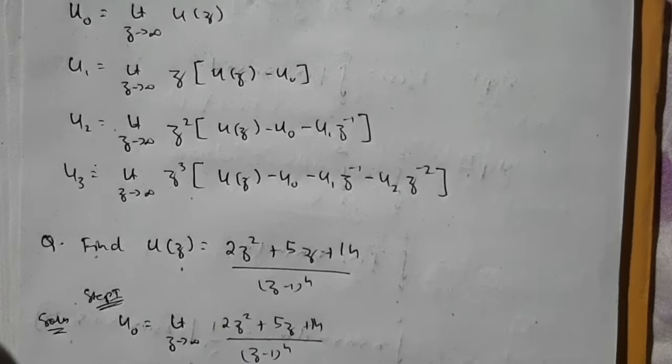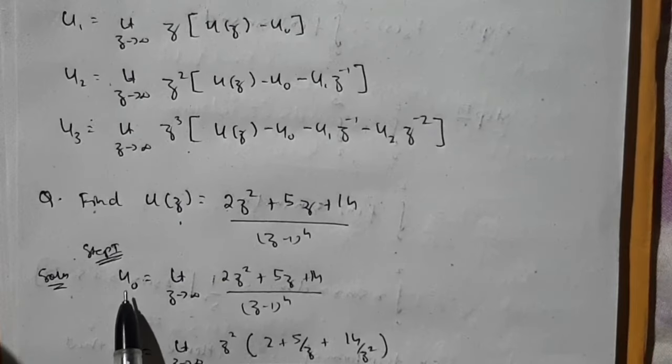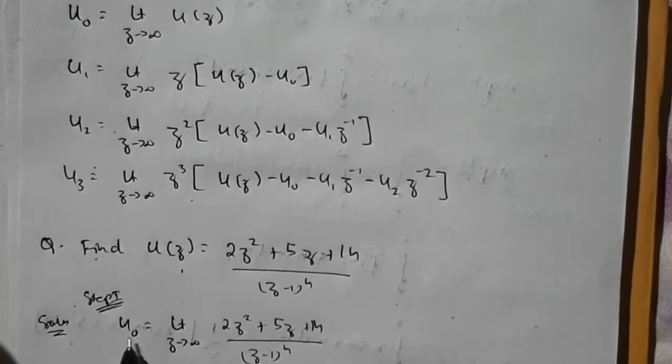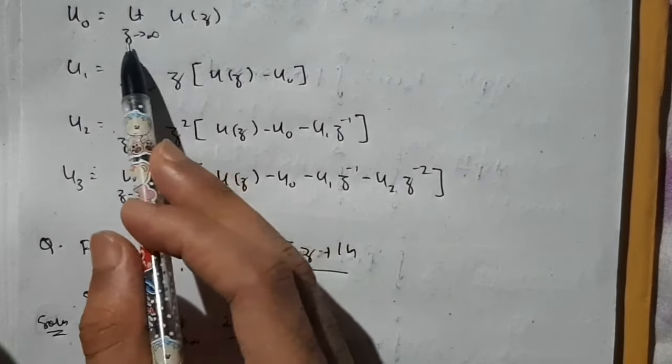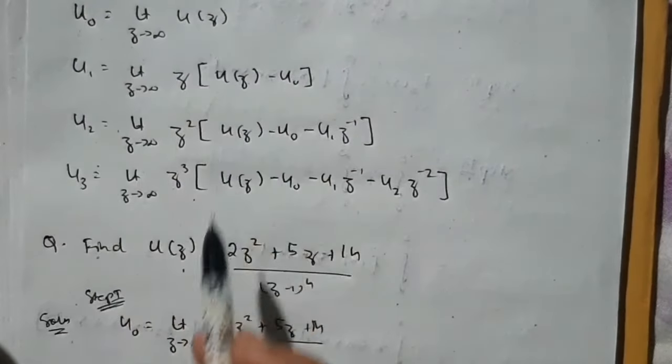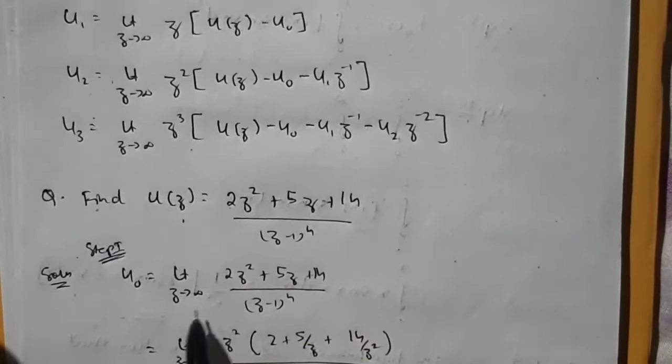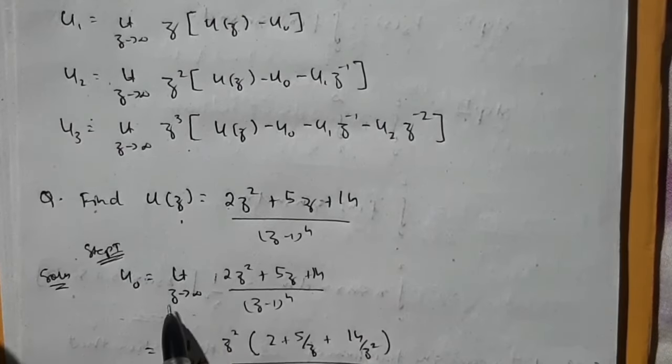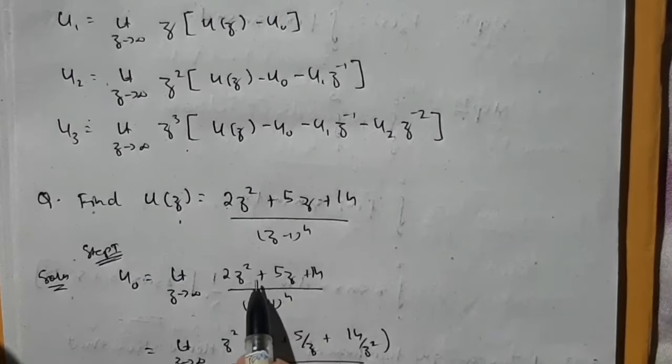What you need to do, step 1, find u naught. Write the formula for u naught. What is the formula for u naught? This one is limit z tends to infinity u of z. U of z is which they have given. Write that limit, z tends to infinity. This one you will write here.